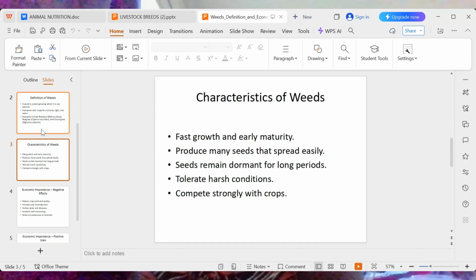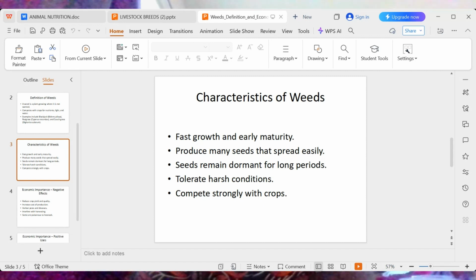So I have six of them. One, they grow fast and they reach maturity early. They also produce many seeds that spread very easily. Seeds are also dormant and they stay for a long time in the field or in the soil. Another characteristic is that weeds tolerate harsh conditions. And lastly, weeds compete strongly with crops for nutrients, light, and even water.